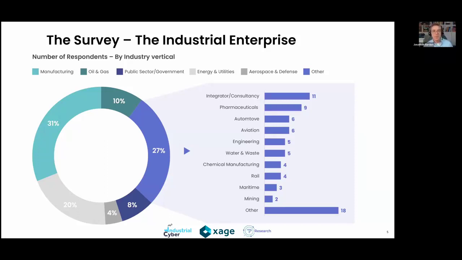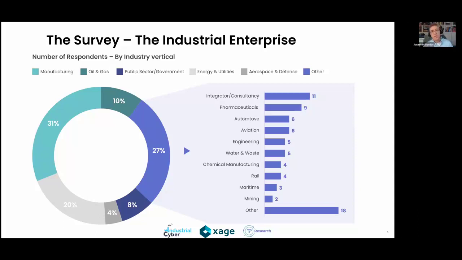So the survey itself was conducted from, I think it was late December through to February this year. And we engaged over 250 or 260 professionals in industrial companies in various roles, IT and OT, again, across industries and across regions. And what you can see here are some of the different industries that respondents came from.